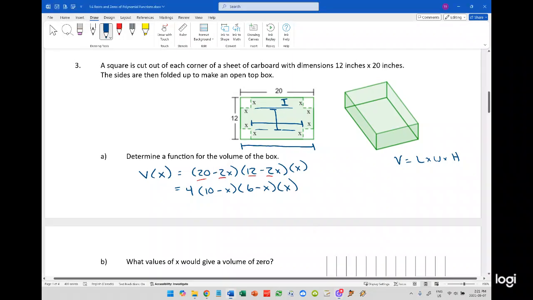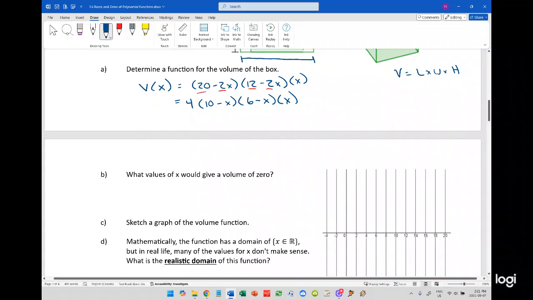Okay, so from that, what values of x would give a volume of 0? So really what we're doing is looking at the zeros, or the roots of that equation, and we can see that we're going to get zeros when x is 10, 6, or 0.